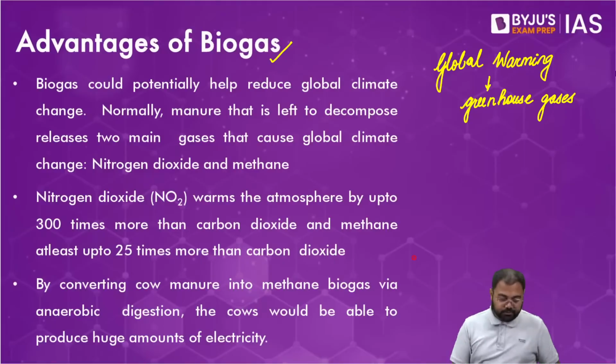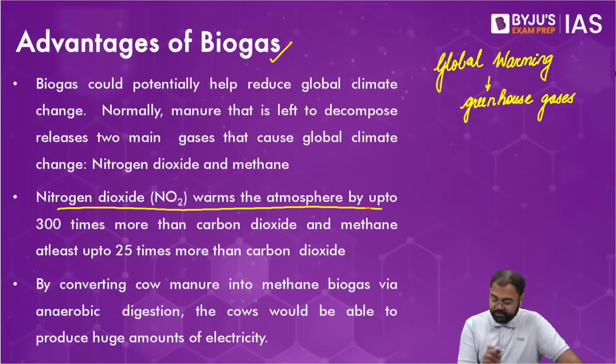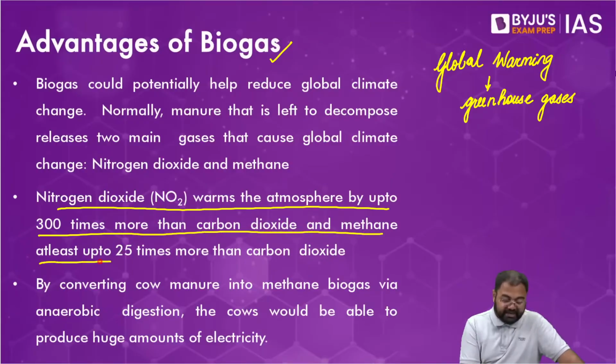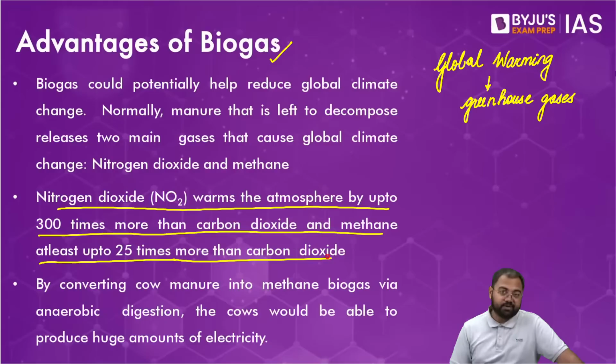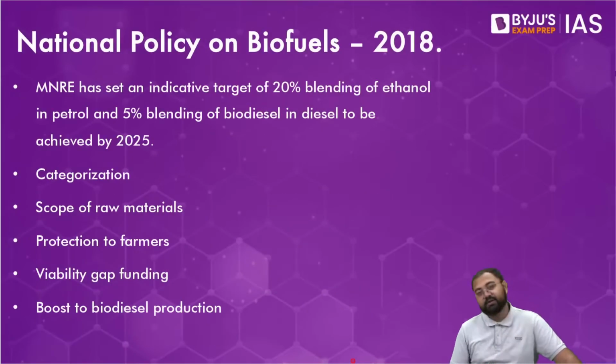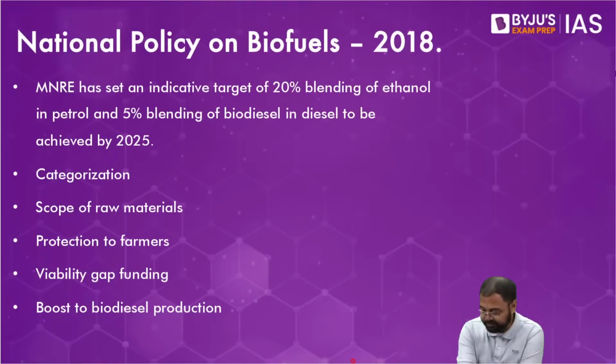right? So for example, nitrogen dioxide can warm the atmosphere by up to 300 times more than carbon dioxide, and methane at least up to 25 times more than carbon dioxide. So that is the reason why we don't want these to just go and mix with the atmosphere. And that is where we see that biogas can play a major role in offsetting that extra quantity.